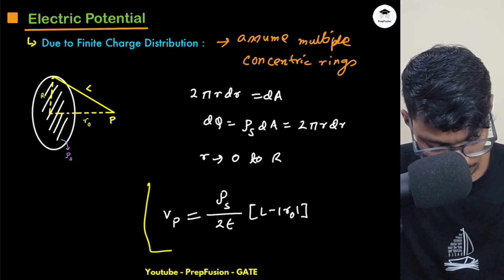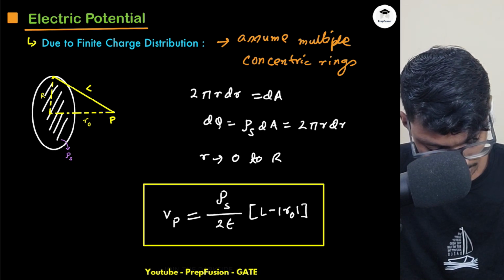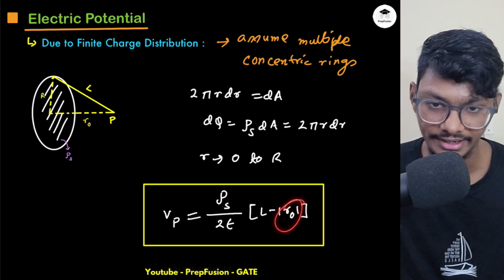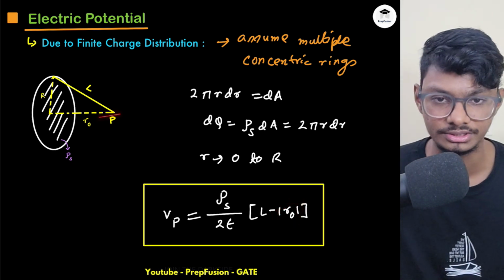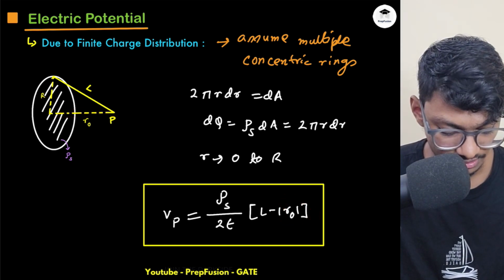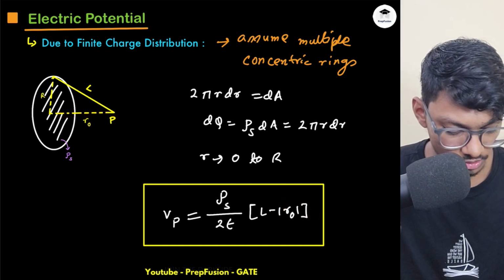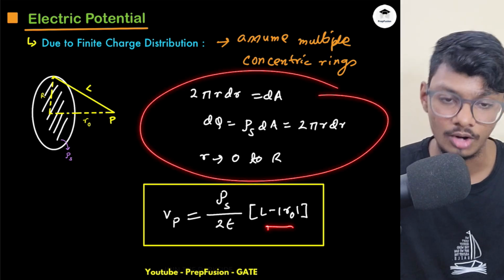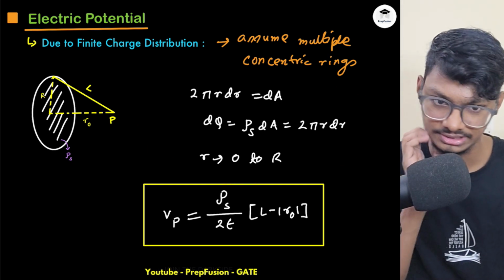It's easier for you to remember this. Remember, this is just the distance. Why am I writing magnitude here? Just the perpendicular distance I have to write. So the expression becomes very, very simple. It is rho s upon 2 epsilon into L minus R naught, and I have also explained how you can derive it. All these things I have explained.